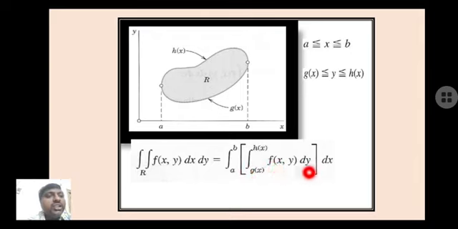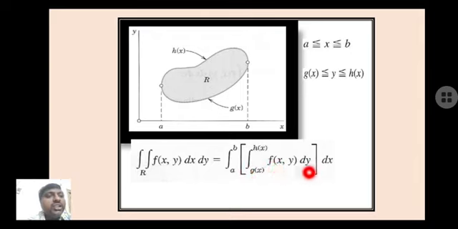After calculating the integration, next I calculate the outermost integration with respect to dx. Now another form of double integration here. See here, the double integration over R of f of x comma y dx dy is equal to the integral c to d, integral p of y to q of y, f of x comma y dx dy.